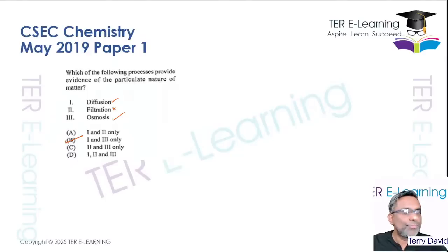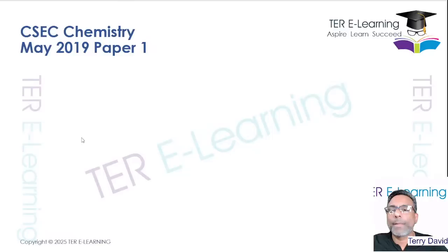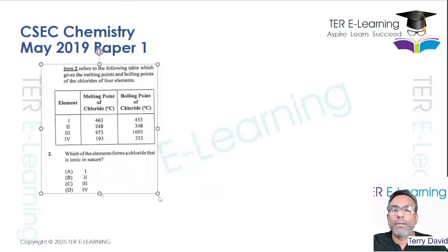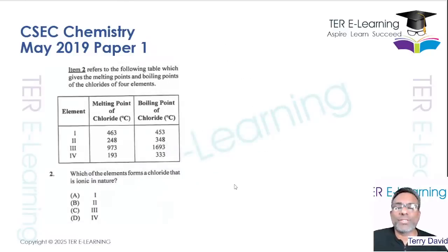Question 2. So we have a table here, and it shows the melting point and the boiling points of the chlorides of 4 elements. Which of the elements forms a chloride that is ionic in nature? That's the answer for this one. So just put Q2 and put what you think is the answer. That's how I'll differentiate your answers, guys. So put Q2 and put what you think is the answer.